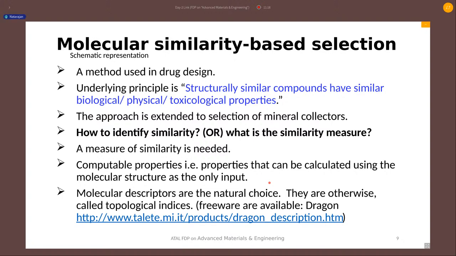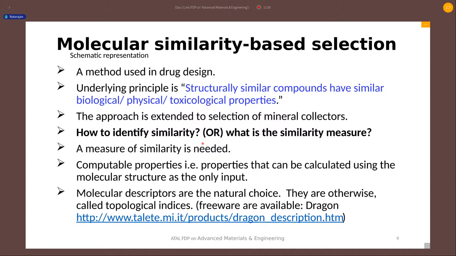Molecular similarity based selection is extensively used in drug discovery. The underlying principle of this molecular similarity based selection is that structurally similar compounds have similar biological activity or toxicological properties or even physical properties. That means if two compounds are structurally similar, then they may have a very close resemblance in the physical or toxicological or biological property. So this approach we want to extend to the selection of mineral collectors.